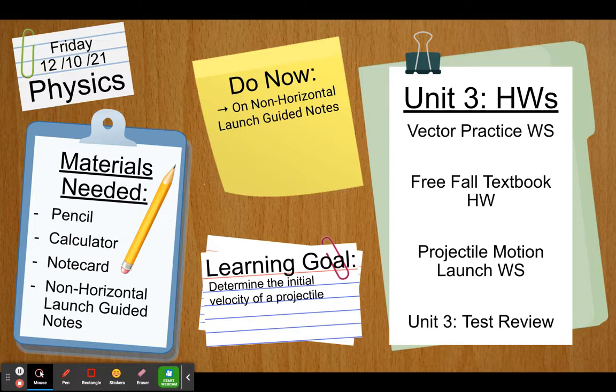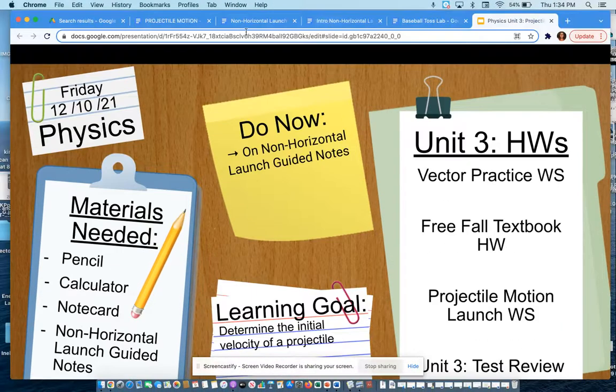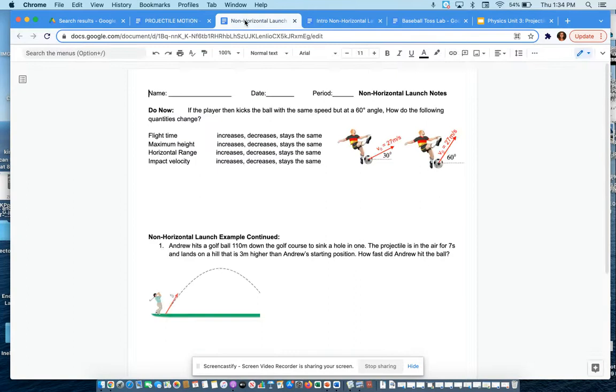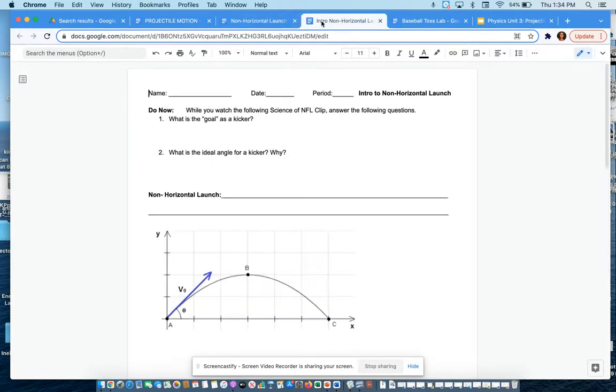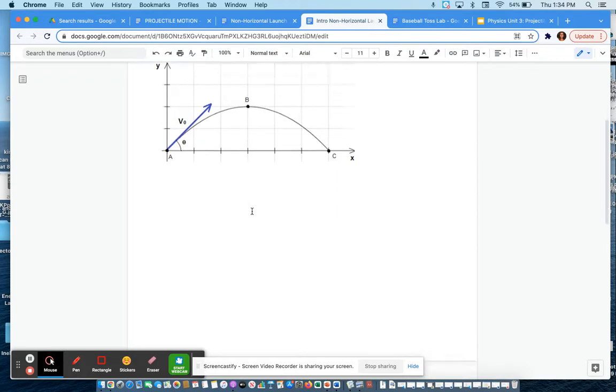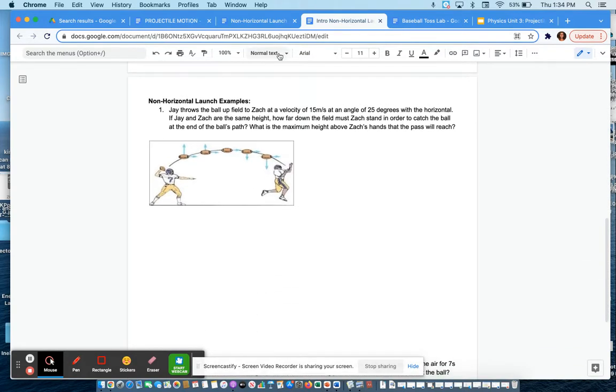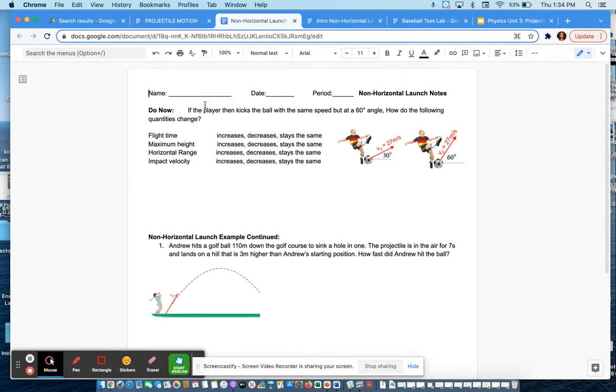Okay, so non-horizontal launch notes, that front page is going to look like this. So you have non-horizontal launch. We did the problem with Jay and Zach. On the back of that page, you'll see your do now and the non-horizontal launch example. So you're going to take a minute, pause the video, and try the do now on your own. Unpause the video when you're ready for example 2.